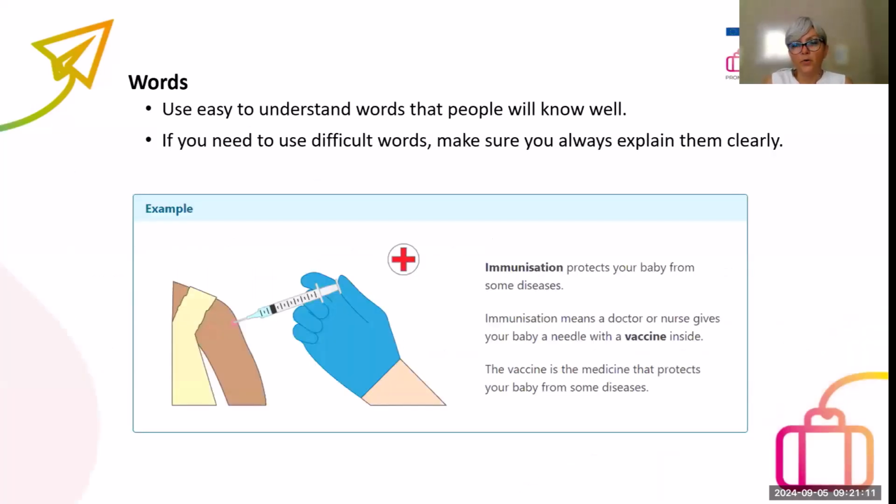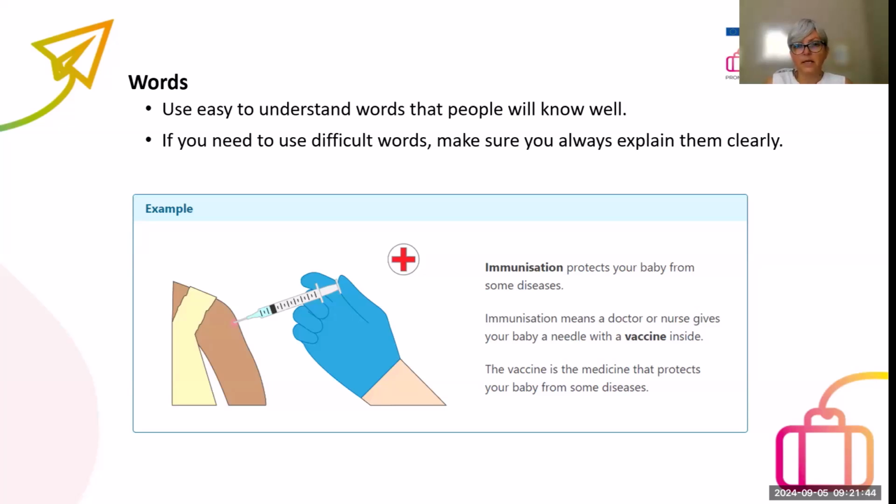So now let's move on to the more detailed standards. The first group of standards is connected with words that we use in easy to read. So this is pretty obvious that it's easy text, so the words should be easy, and the words should be the ones that people know. If there are some difficult words and you cannot avoid using them, you have to use a difficult word, it is good to explain them.